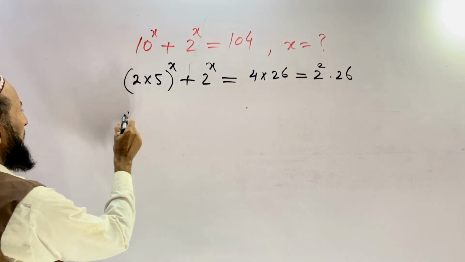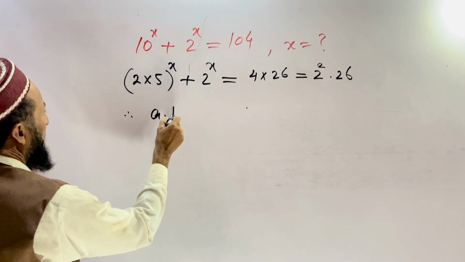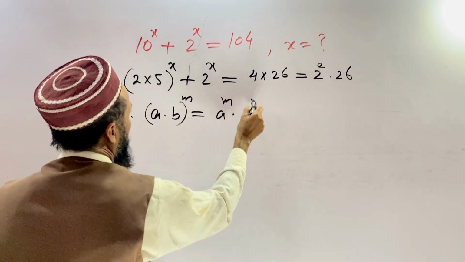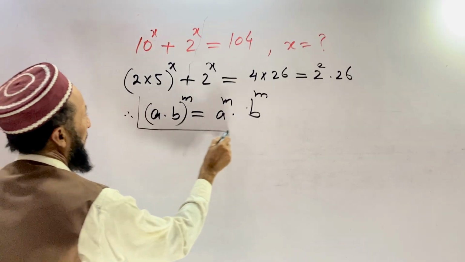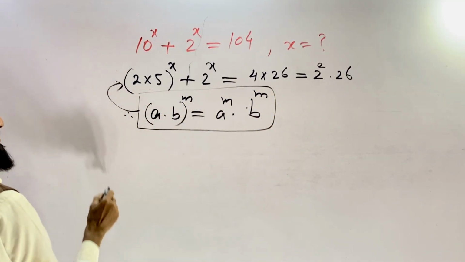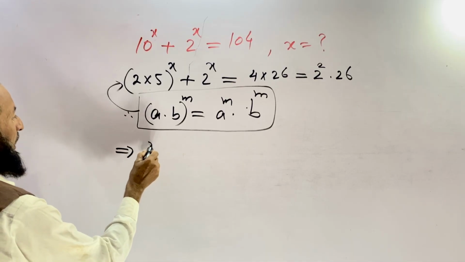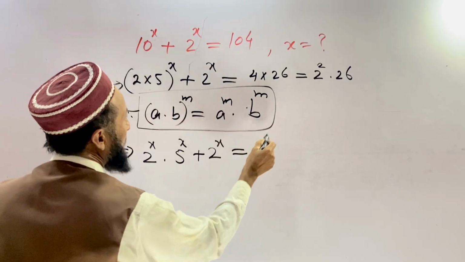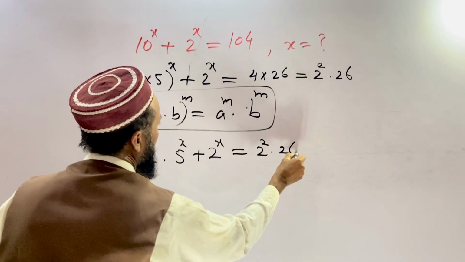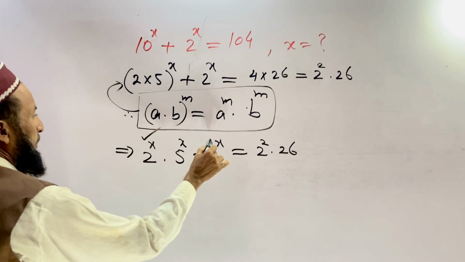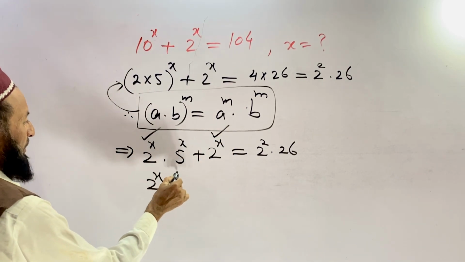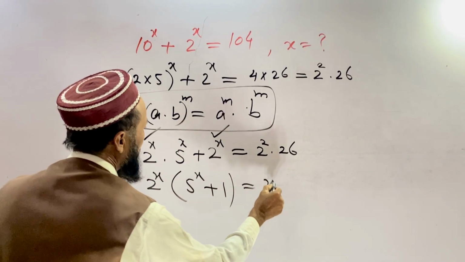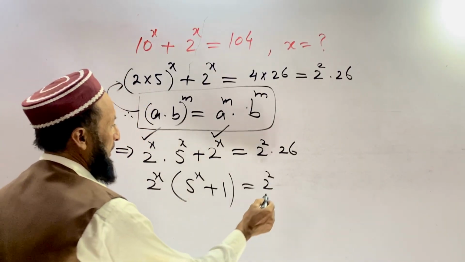Now, according to one of the exponent rules, (a dot b) whole exponent of m is equal to a exponent of m and b exponent of m. Applying this rule on this term, we get 2 exponent of x dot 5 exponent of x plus 2 exponent of x is equal to 2 square into 26. Now taking 2 exponent of x common, 5 exponent of x plus 1 remains, and 2 square, and here is 26.